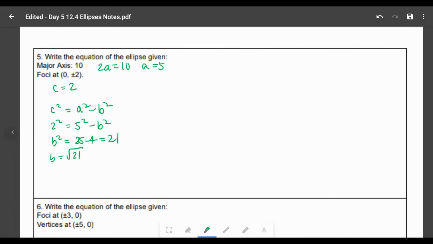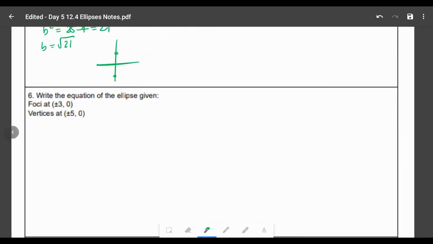Now I need to look at which direction the focal axis is going. If it's from (0, 2) to (0, -2), my focal axis has to go vertical, which means my major axis has to go vertical. So this root 21 portion is related to the minor axis, so that would go horizontal. So root 21 should go underneath the x squared. Root 21 squared gives me just regular 21. And then for the y squared, that's going to be the 5, and 5 squared is 25, and then these should always equal 1.